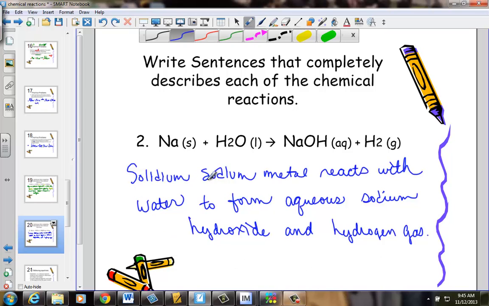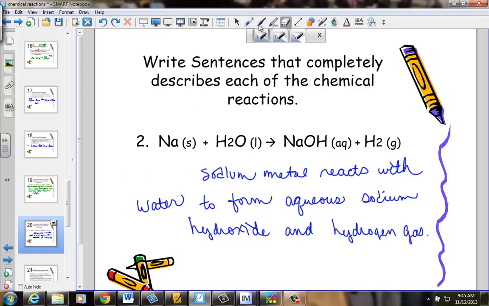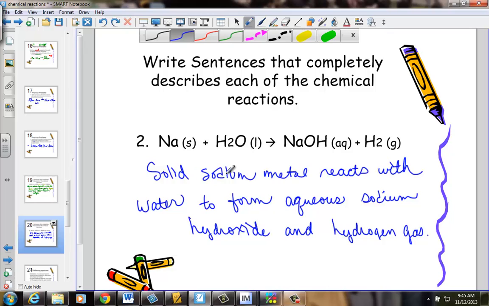Let me read it back for you. Sodium metal as a solid sodium metal. Oh my goodness. Good thing I read that back. Solid sodium metal reacts with water to form aqueous sodium hydroxide and hydrogen gas.